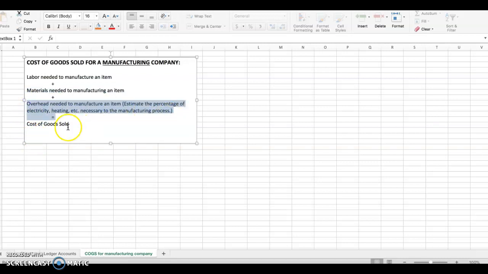Overhead is the items needed to manufacture the actual thing, the items. This is an estimate every time, estimate of the percentage of electricity, heating, and so forth that's needed in the manufacturing process. So these are the three items. You add those three up, you get cost of goods sold.